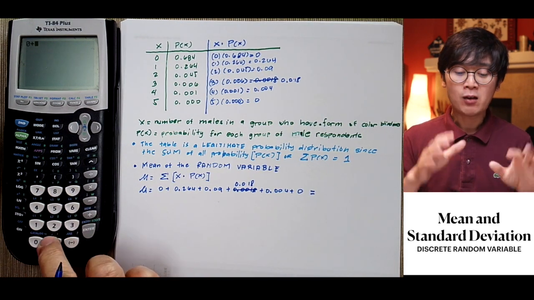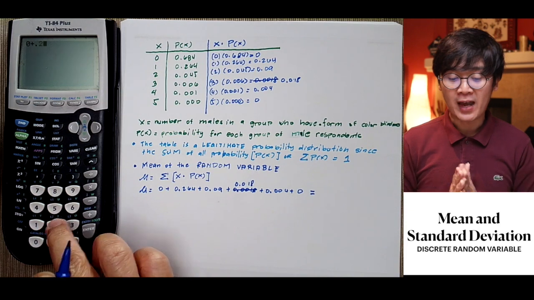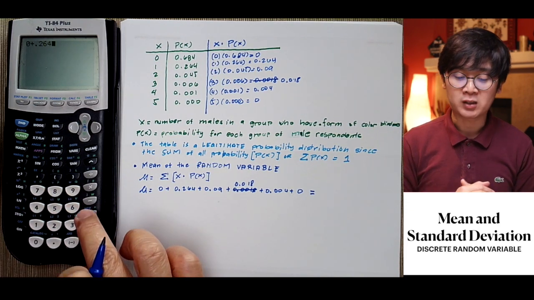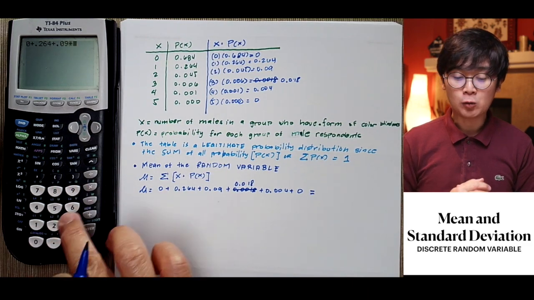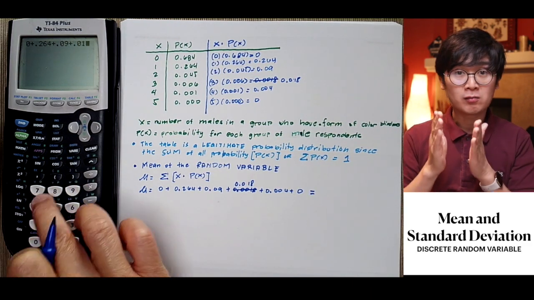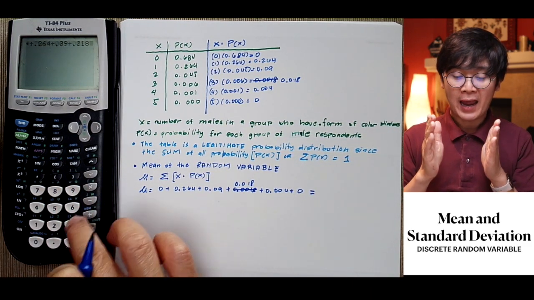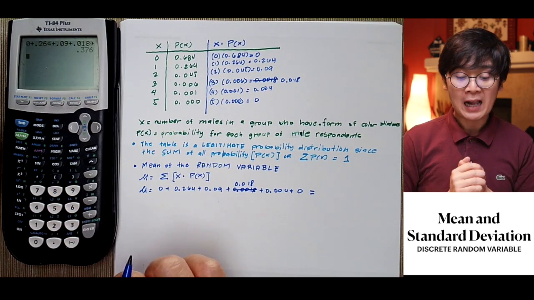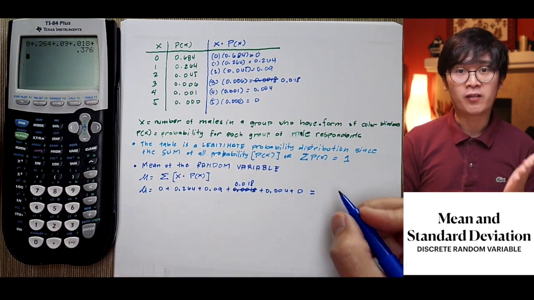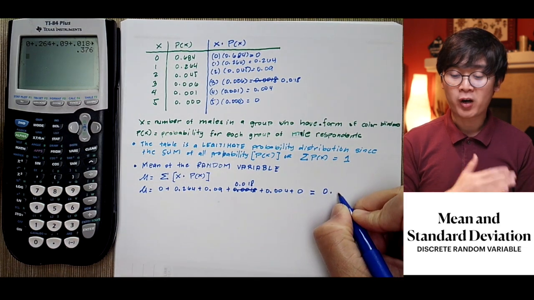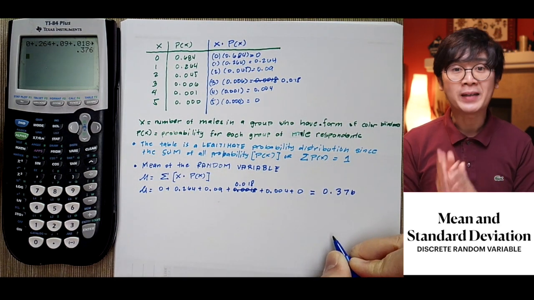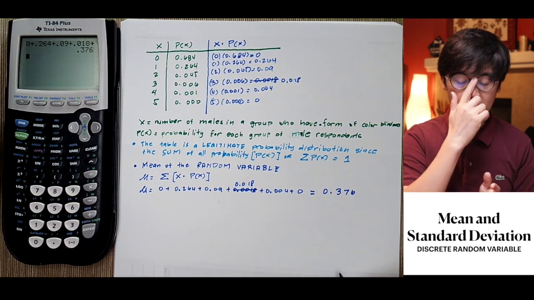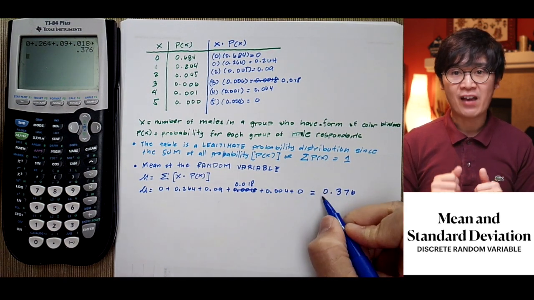And now that we have the column for x times p of x, all we need to do is apply the formula, which is the summation of x times p of x. That means we're going to add all the values in the new column, and that sum, using your calculator, is going to be the mean of your random variable, which is 0.376. So the expected value, or the mean of your distribution, would be 0.376.